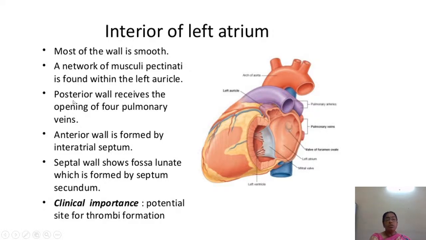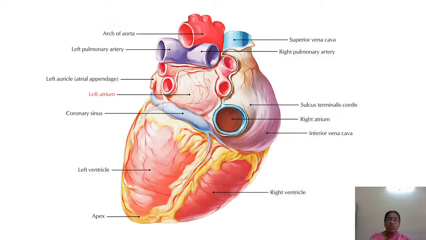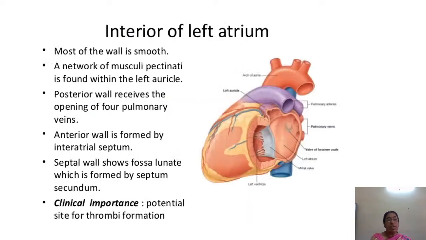One more point is the posterior wall of the left atrium. So this is the left atrium. The posterior wall of the left atrium receives all four pulmonary veins. You can see the openings here. There are four pulmonary veins opening into the left atrium, which bring oxygenated blood from the lungs to the left atrium. On the posterior wall of the left atrium, you can see the openings of the four pulmonary veins.